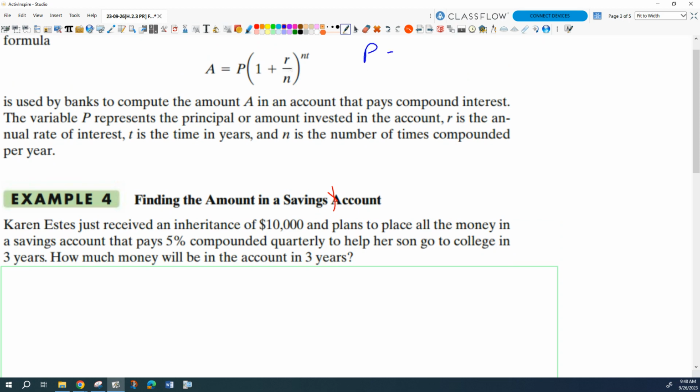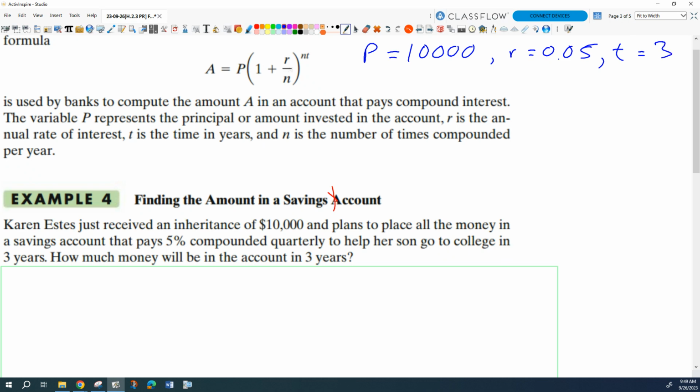Okay, so what are the numbers we're inputting then? What's the value of P in this case? 10,000, right? That's the original amount, the principal. So P is 10,000. What is R? Okay, it's 5%, but we've got to make that a decimal, so that would be 0.05. What else do we need? We know what T is. What's T? 3, because we want to know how much is in there after 3 years, when T equals 3.